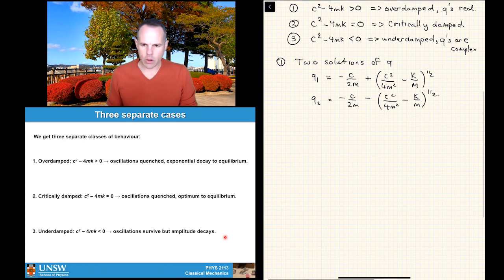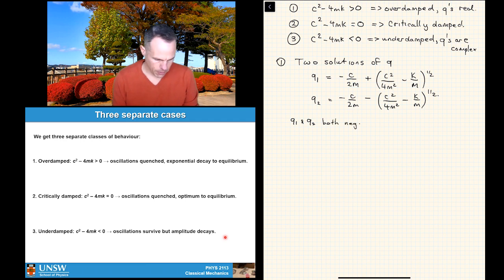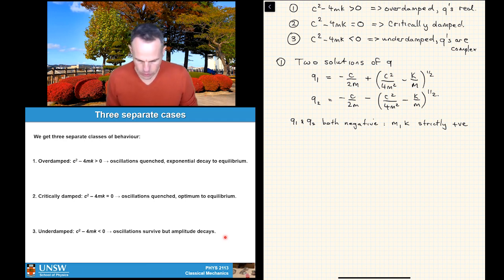Now, one thing that we know here straight up is that q1 and q2 are both negative. The reason we know this is we know that m and k are strictly positive. They must be positive numbers. We defined them as such. There's no meaning for a negative mass, and there's no meaning for a negative spring constant.